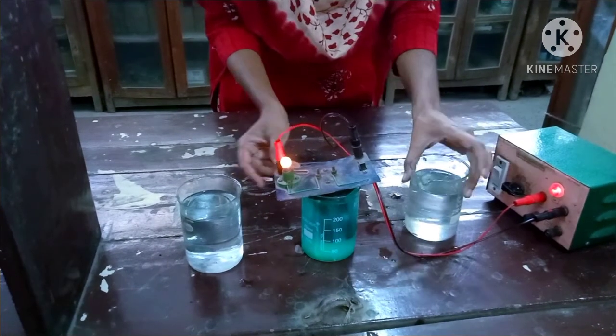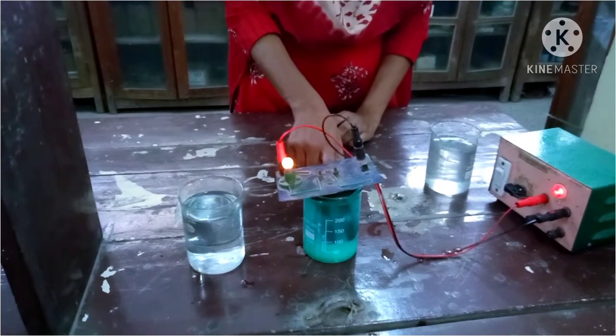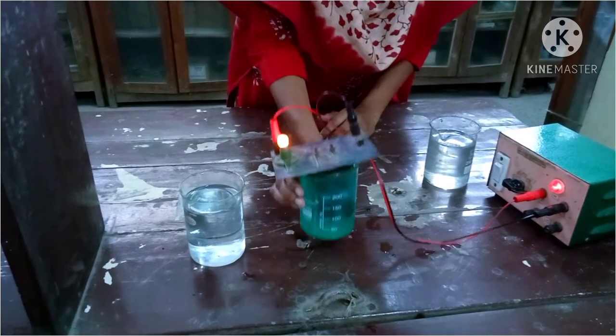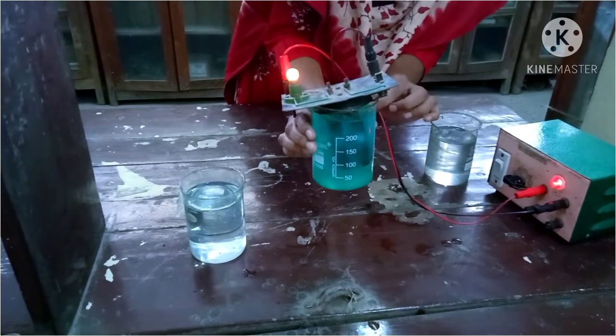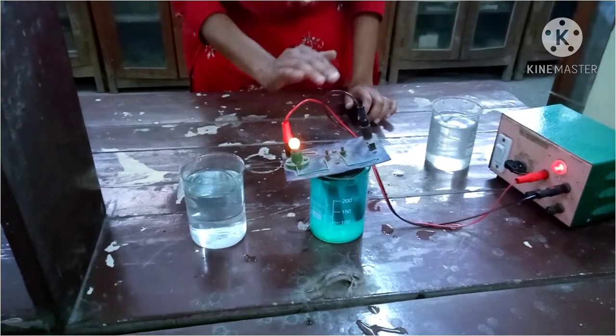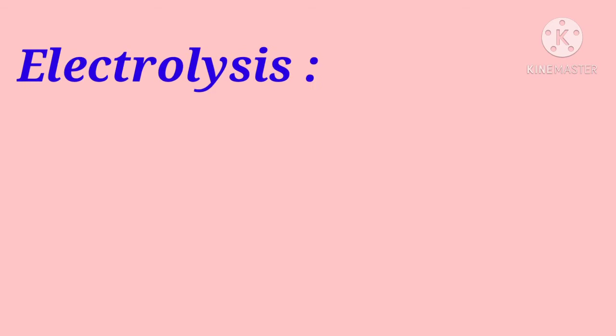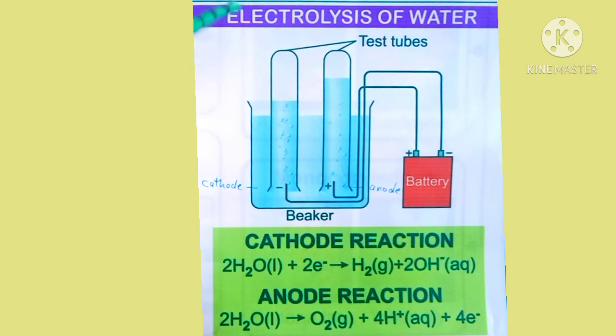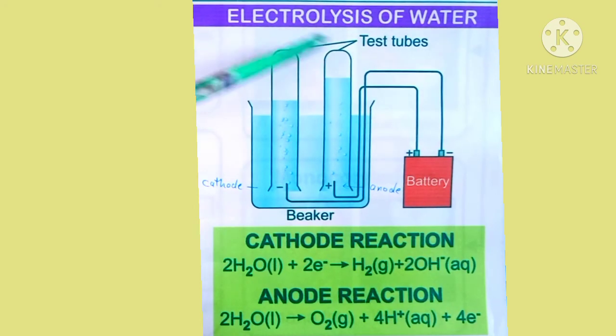In this case, the copper sulfate gets dissociated into copper ion and sulfate ion. If you keep it for a few hours, what will happen? The color of copper sulfate is going to fade. What is electrolysis? The decomposition of the solute in the solution due to the electric current is called electrolysis. Now let's see the electrolysis of water.